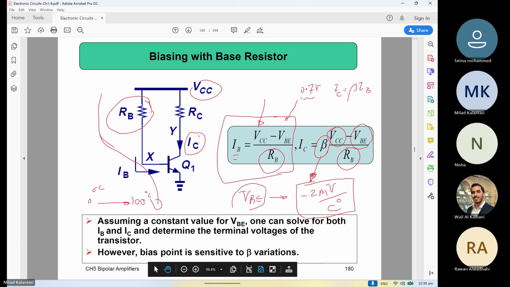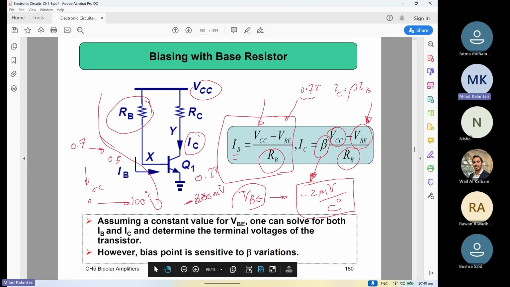Minus 200 millivolt, right? Will change. This is the change. 200 millivolt means 0.2 volt, right? Means that if you start with 0.7 volt initially, now it will be what? Right? So it means that this VBE actually is changing, right? And this VBE changed so much.